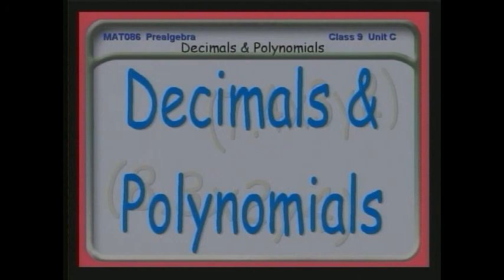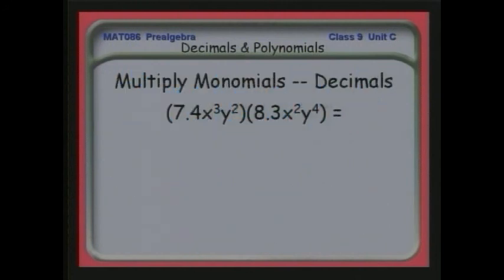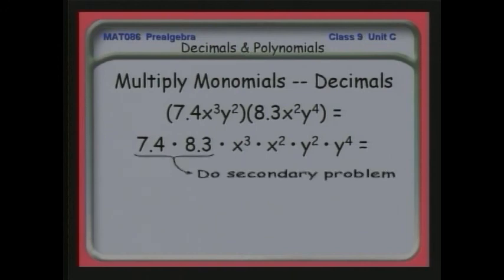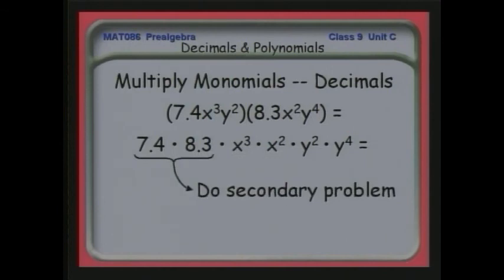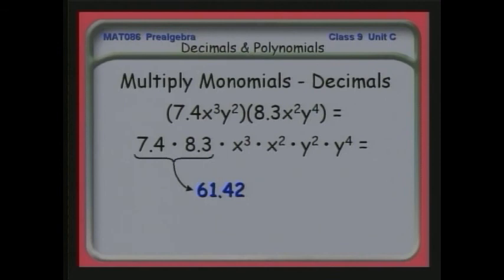Let's now look and see how we would use decimals with polynomials. Let's look at the case where we multiply a couple of monomials first. As you'd suspect, we do this exactly the way we would with just integers, except now, because the coefficients have a decimal in them, we need to do a decimal multiplication to work it out. And we could do that as a secondary problem and follow exactly the same rules we have before. 7.4 times 8.3 is 61.42. Then we do the rest of the monomial multiplication exactly as we've done it in the past. The only difference is the coefficients are now slightly more complicated to multiply.